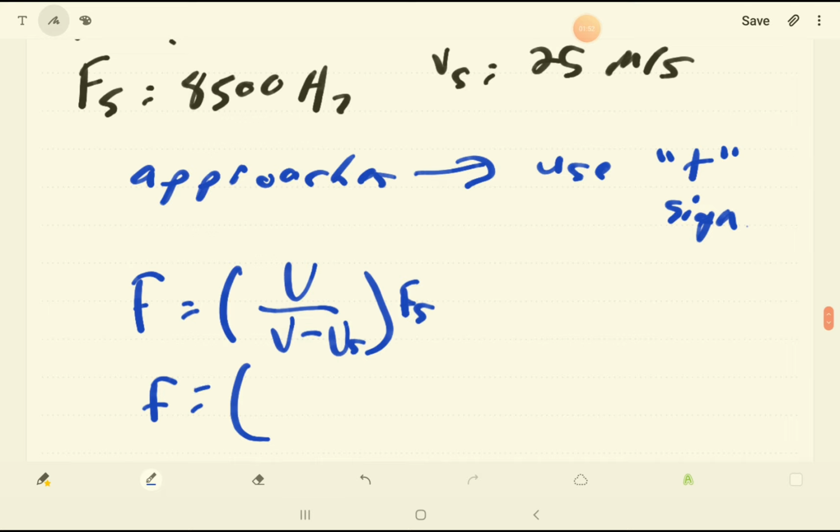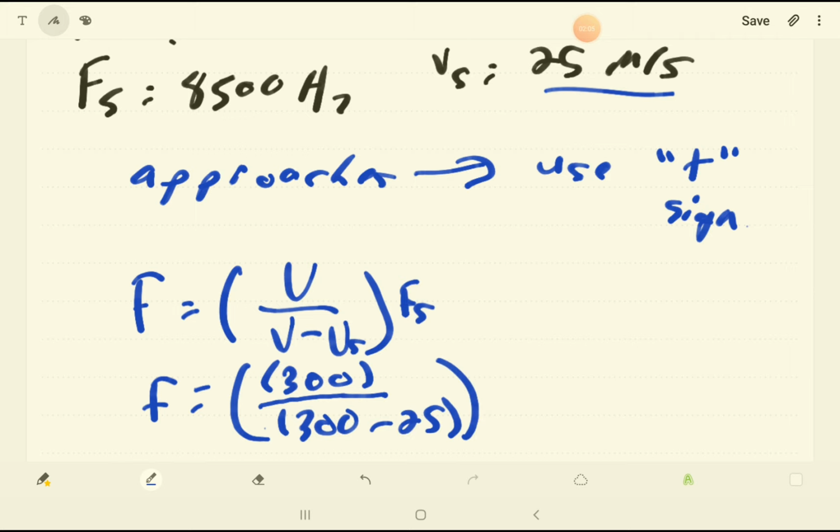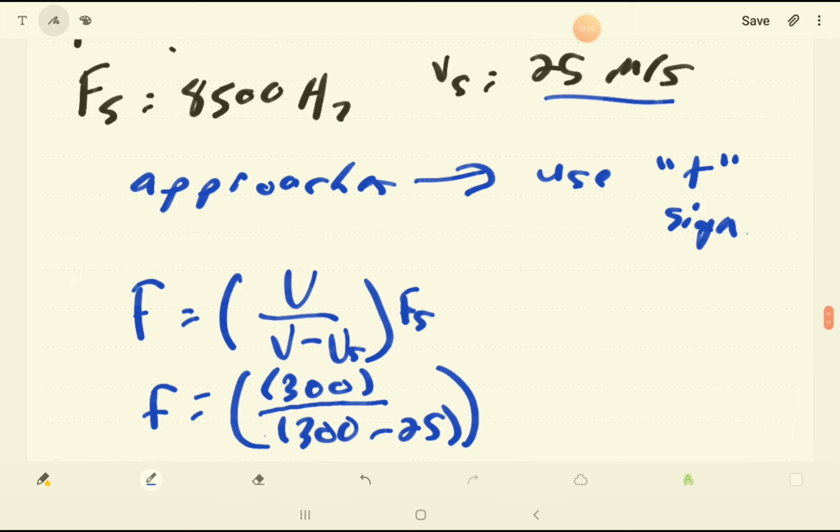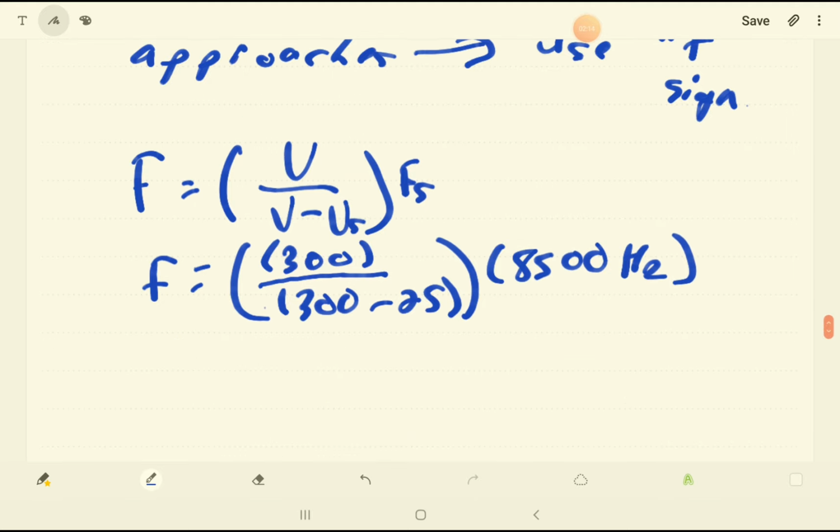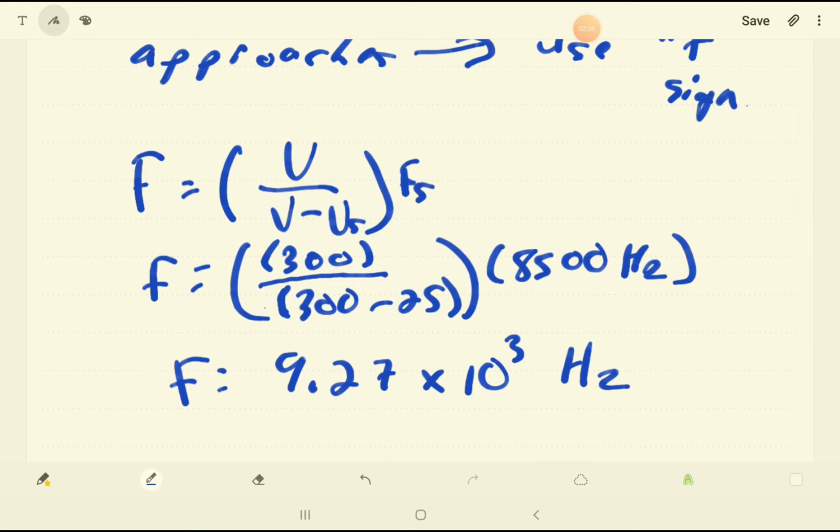The speed of sound was 300, and that'll be divided by 300 minus the speed of the source, which is 25, multiplied by the true frequency, which is 8,500 hertz. And when you plug that into your calculator, and please don't forget to do brackets, especially when you're subbing in the speeds here, you should get, if I put this into scientific notation, about 9.27 times 10 to the 3 hertz.